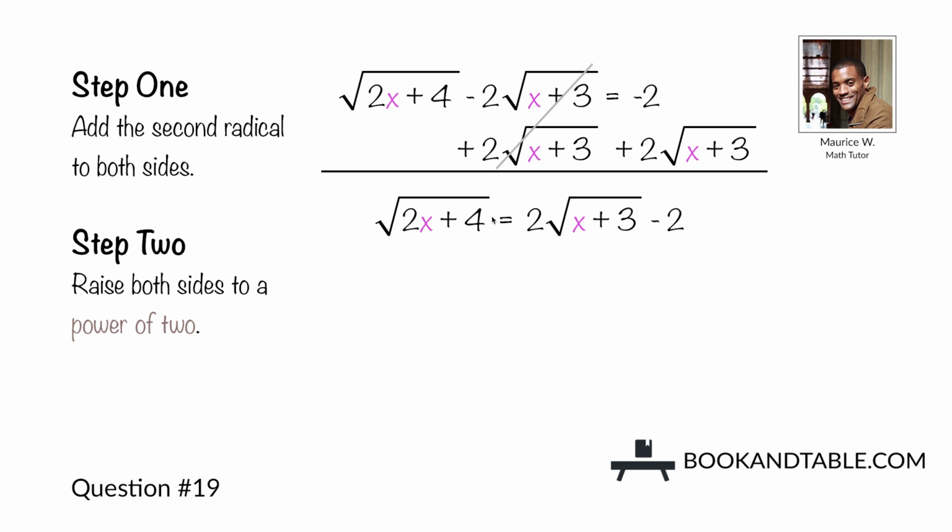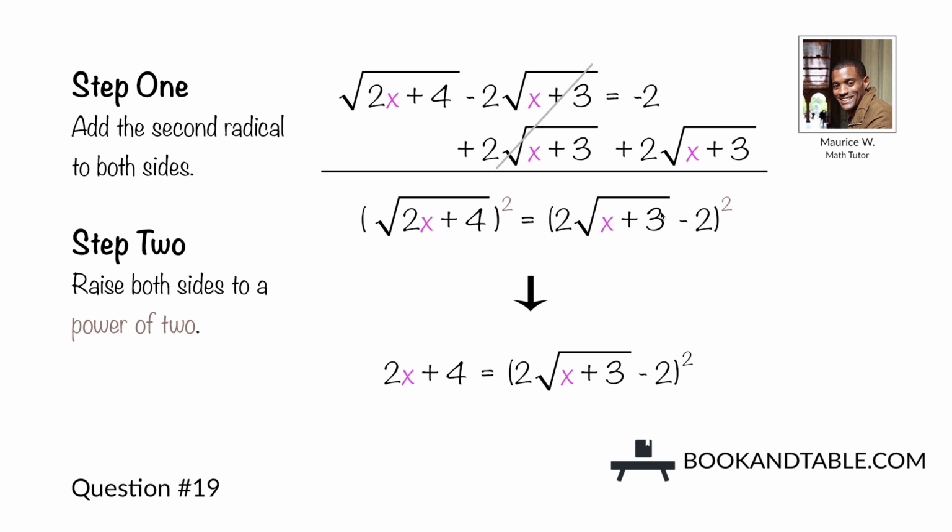Step 1, add the second radical to both sides to isolate the first radical, the square root of 2x plus 4 on the left side. And now on the right side, we have 2 radical x plus 3 minus 2. Now to eliminate this radical, raise both sides to a power of 2, leaving you with 2x plus 4 on the left side and 2 radical x plus 3 minus 2 squared on the right side.